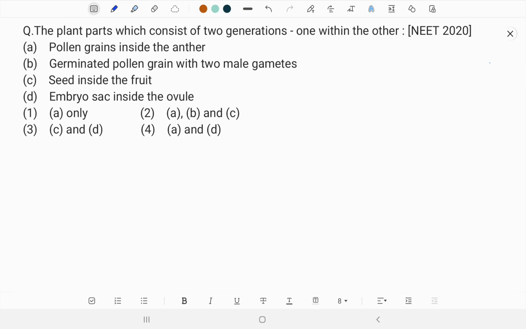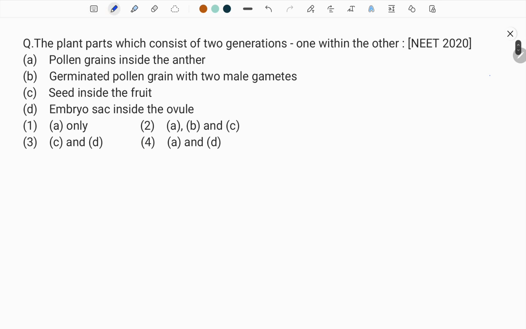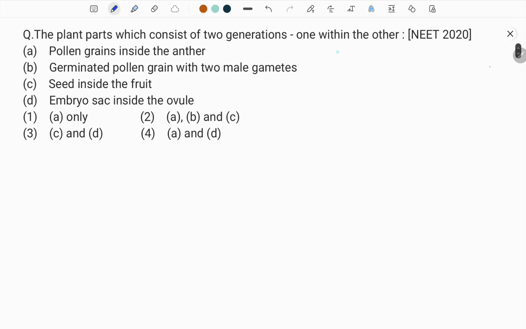Here we have a question about the generations. Remember there are two stages in every plant's life cycle. One is gametophyte, another is sporophyte. So let me tell you here what is gametophyte and what is sporophyte.